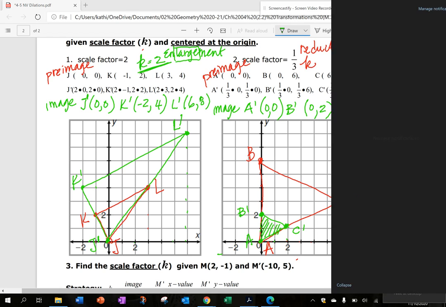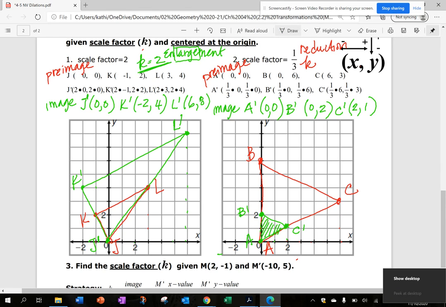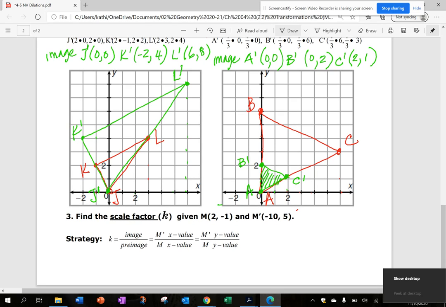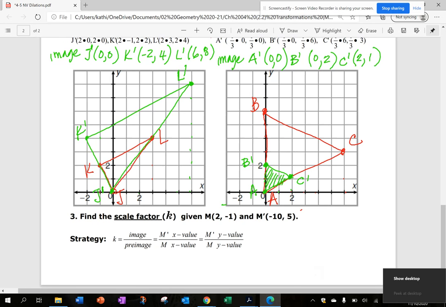Okay, so let's do this backwards. If I give you the image and the pre-image, I want you to find the scale factor. So to do that, I am going to divide my x value of my image by my x value of my pre-image, or my y value of my image by the y value of my pre-image. Okay, so let's see what we get here.